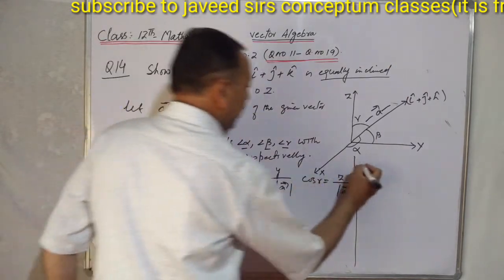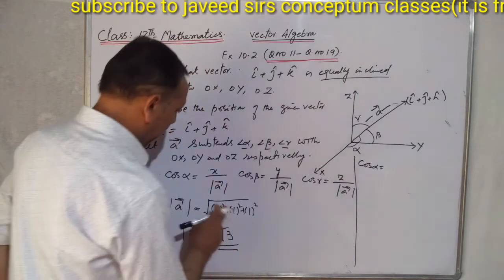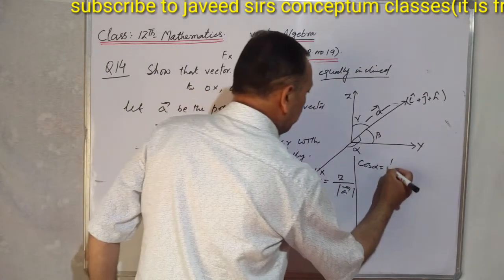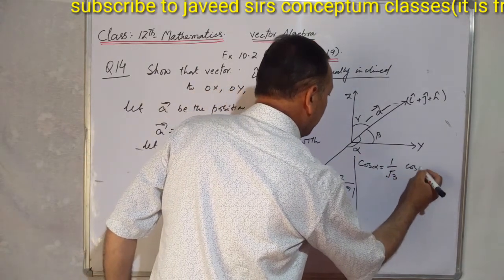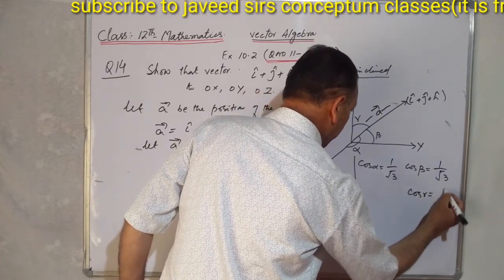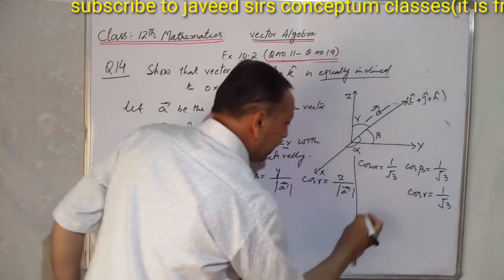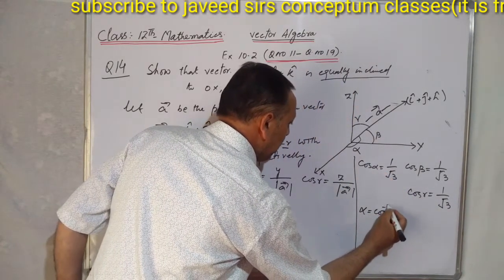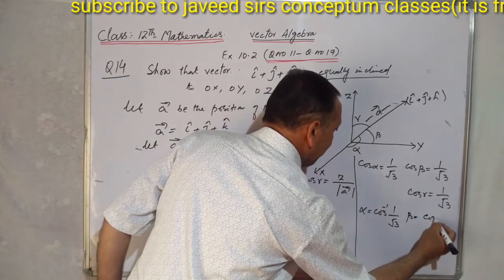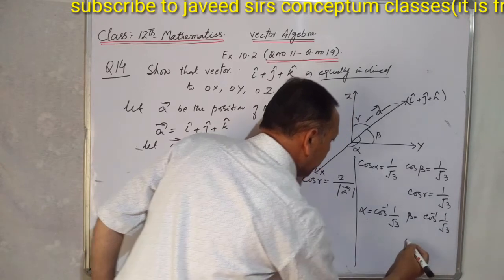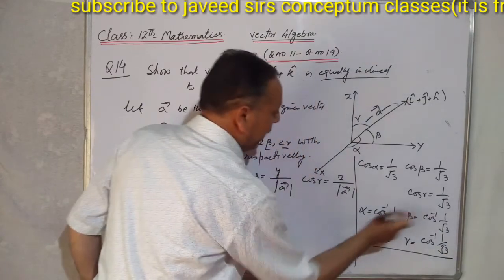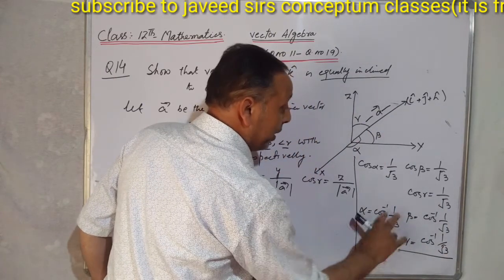Now, cos alpha will be x over the magnitude of vector A. X here is 1, so 1 over root 3. Similarly, cos beta is also equal to 1 by root 3, and cos gamma will be equal to 1 by root 3. Or we can say alpha is equal to cos inverse 1 by root 3, beta is equal to cos inverse 1 by root 3, and gamma is equal to cos inverse 1 by root 3. Look at the angles, they are the same. Hence, alpha, beta, and gamma are the same angles.